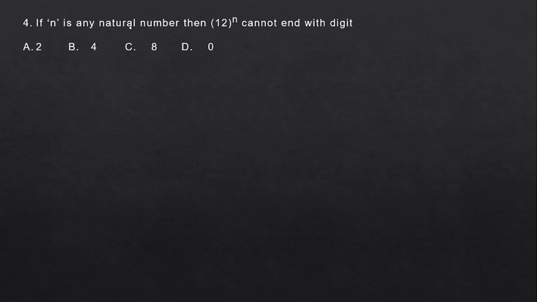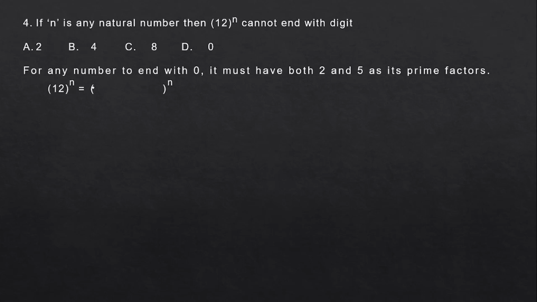If n is any natural number, then 12 power n cannot end with the digit. So here we want to find out that 12 power n cannot end with which of the given options. Now we have already studied that for a number to end with 0, it must have both 2 and 5 as its prime factors. So first let us check for 0 only.